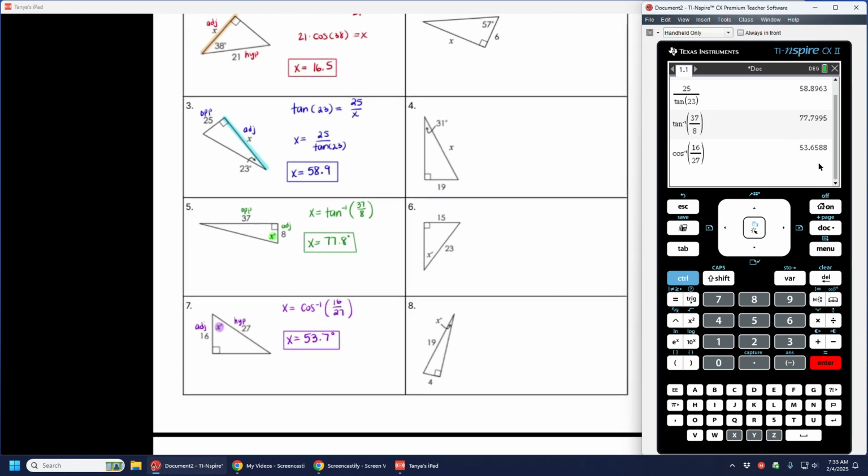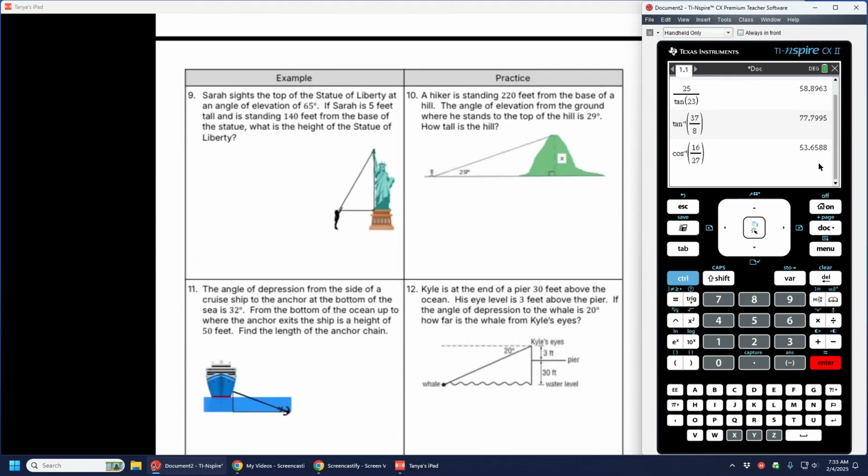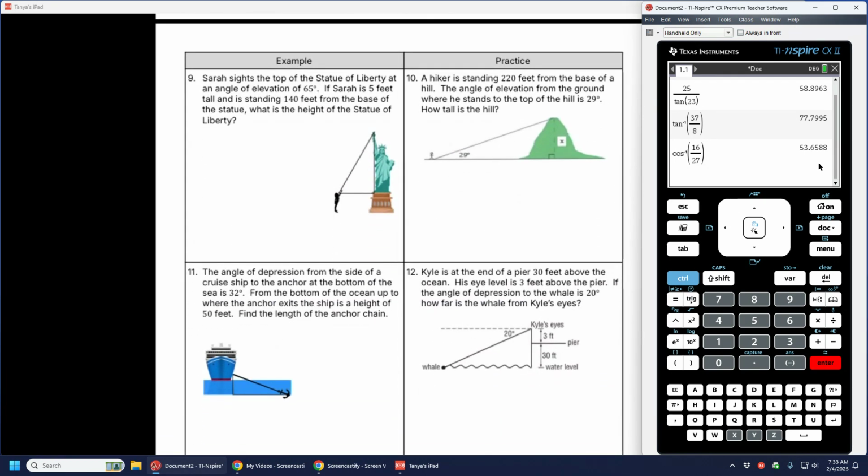Okay, so that is the front of the page. Finding missing side lengths or finding missing angle measures. Okay, now let's look at the back. This is going to be word problems. So it's still the same trig ratios. It's just now we have to read and set up our own triangles. So for now, I went ahead and I put pictures on there already. We just have to label the pictures with the numbers that we have.